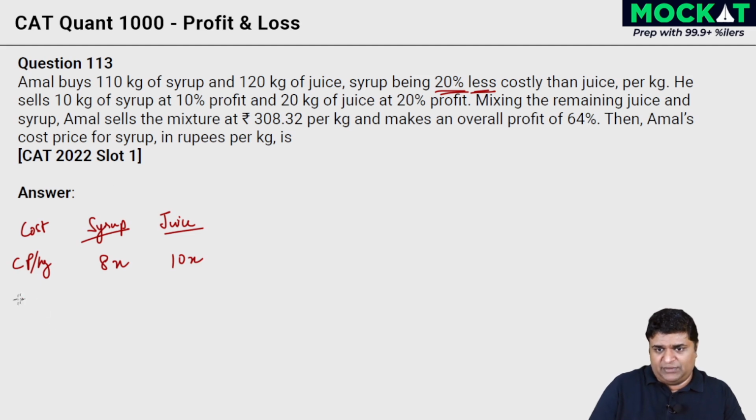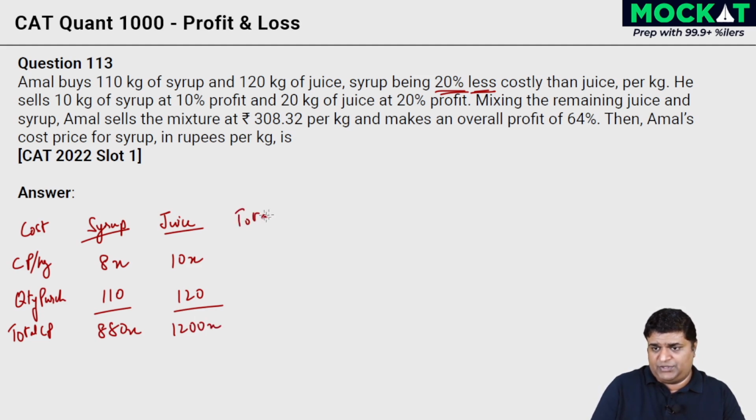Continuing, the quantity purchased is given to us. Quantity purchased is 110 in the case of syrup, okay? And 120 over here, okay? That's in kg. If you multiply these two, you're going to get total CP, right? 8x into 110 is going to give us 880x, and this over here is 1200x, and we can write a total down as well. Total of these two is going to give us 2080x.